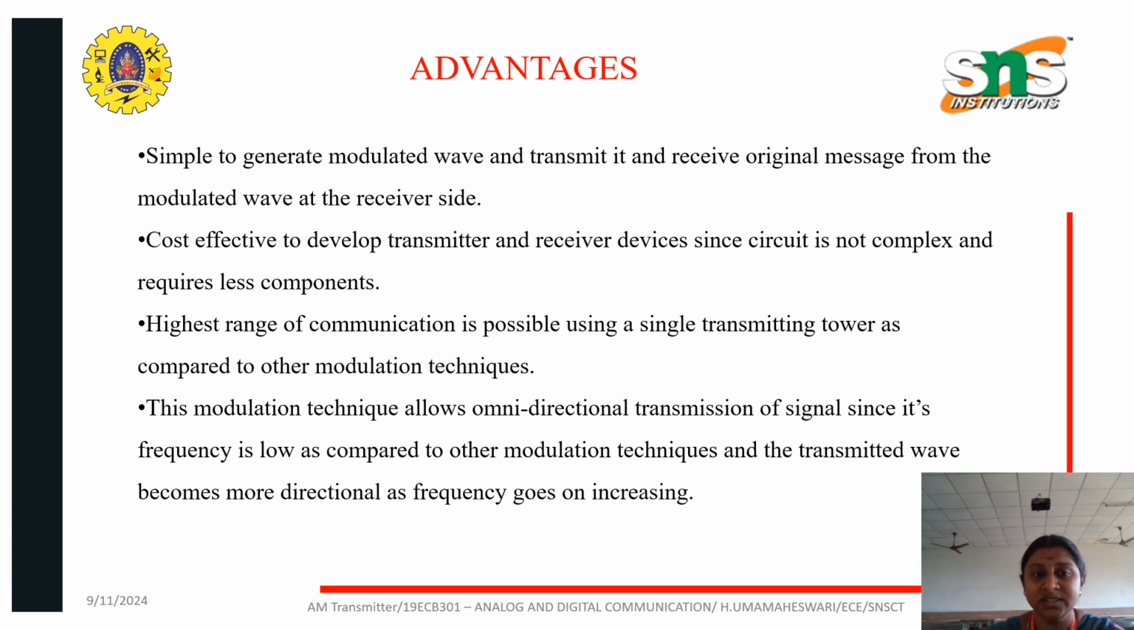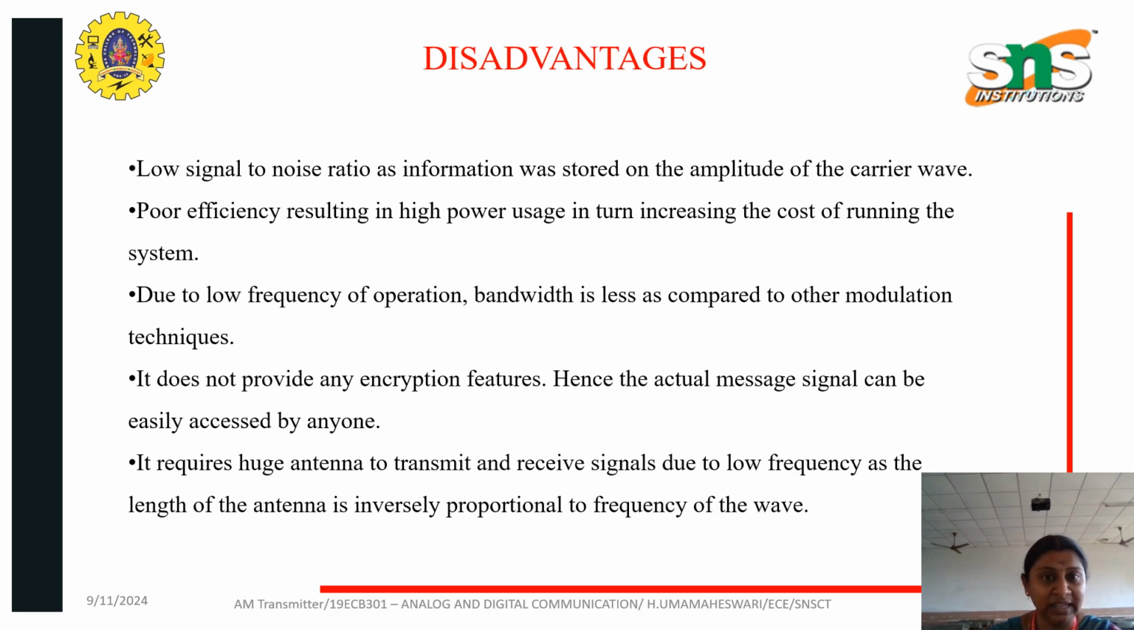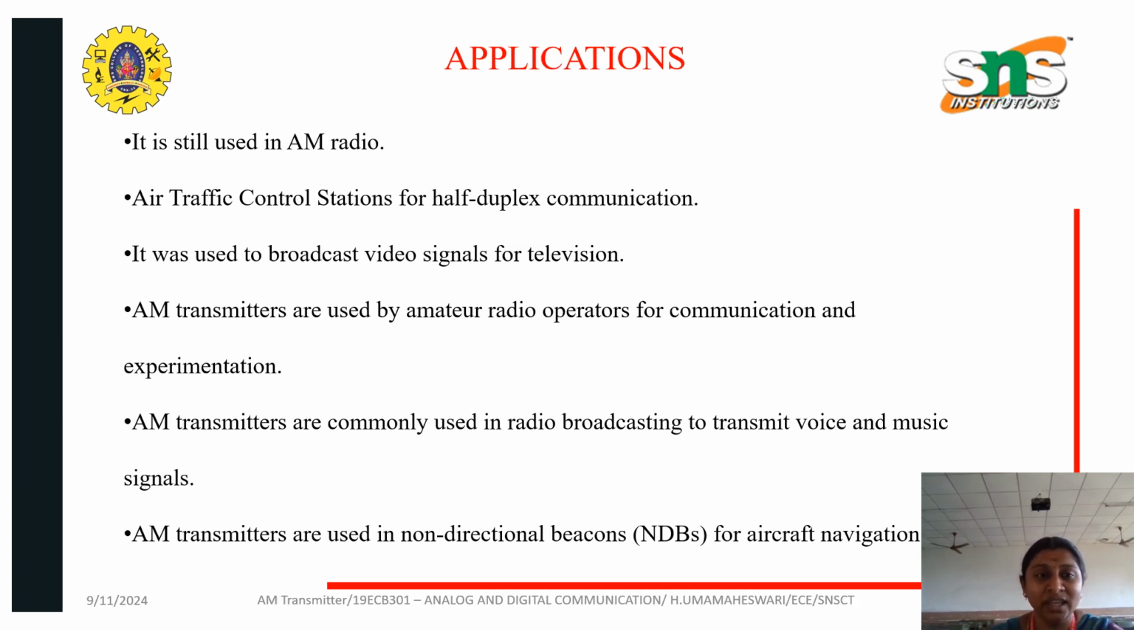The main advantages are that it is cost effective to develop the transmitter and receiver, and it allows omnidirectional transmission of the signal. The main disadvantages are a low signal to noise ratio, as the information is stored on the amplitude of the carrier, it does not provide any encryption process, and it requires a huge antenna to transmit and receive the signals. The main applications are AM radio, air traffic control stations, and AM transmitters are used in non-directional beacons.